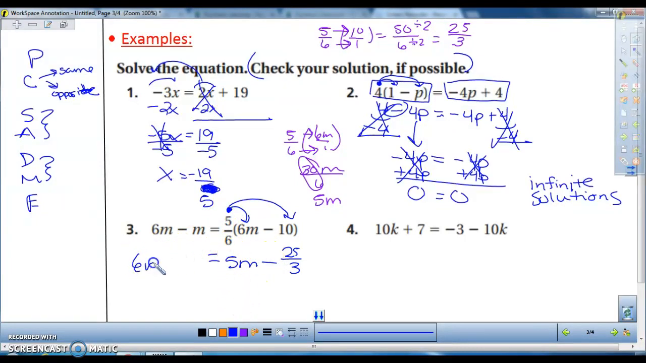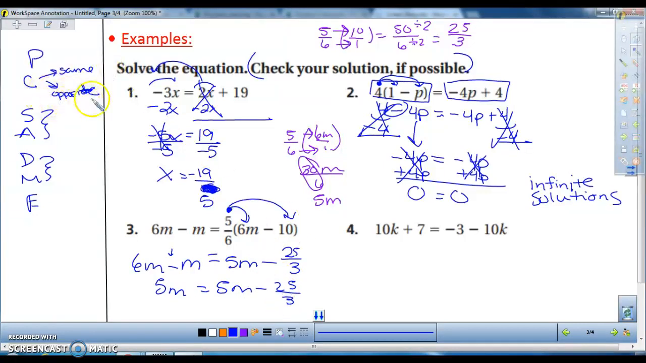All right, 6m minus m. We still have 6m minus m to combine. They're like terms, okay? Because now we're moving on to the C with same side. 6m minus m, same side. So follow this operation right here. 6m minus m is 5m. 5m equals 5m minus 25 thirds.